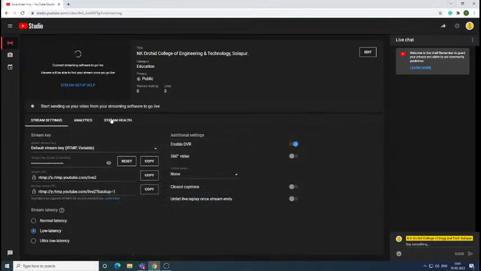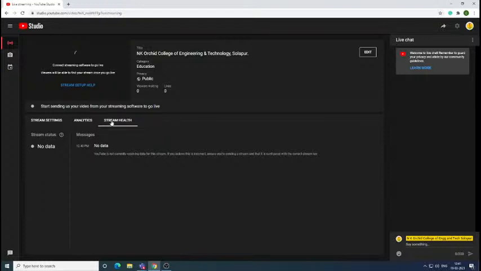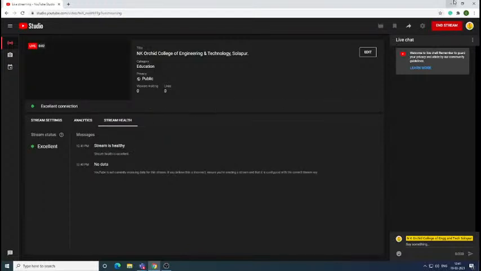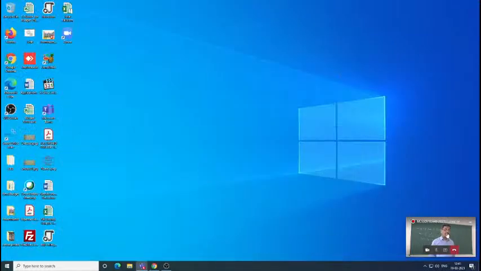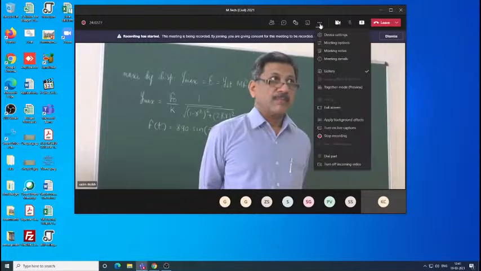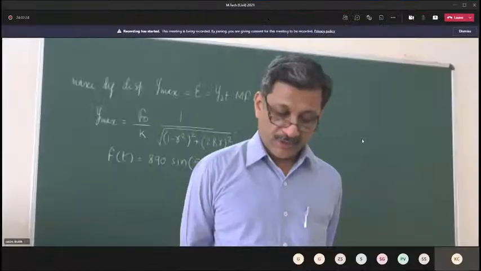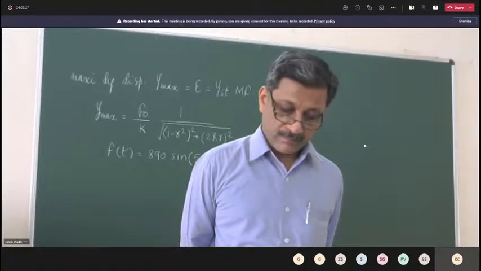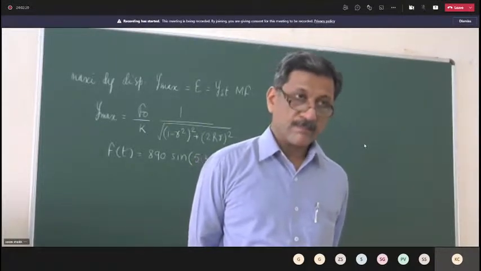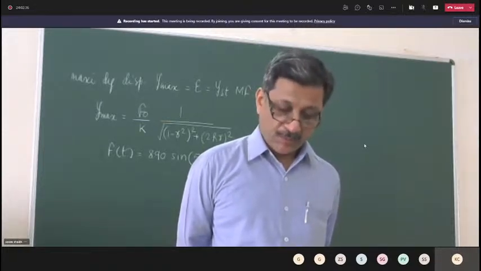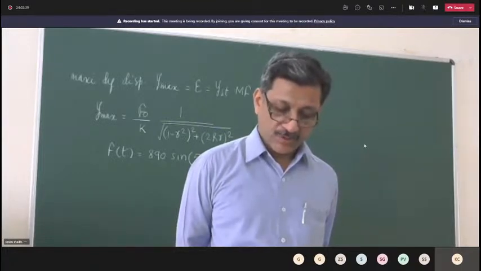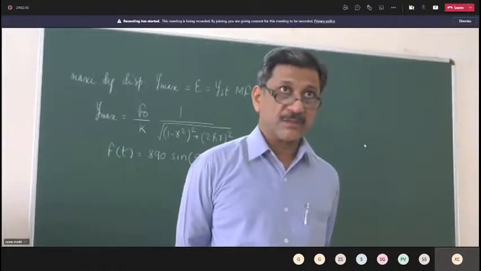Determine the maximum steady state amplitude of vibration. That is part A, and part B is the maximum dynamic stress in the columns.